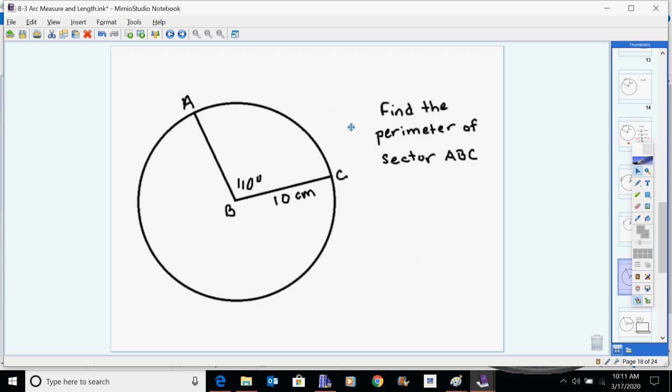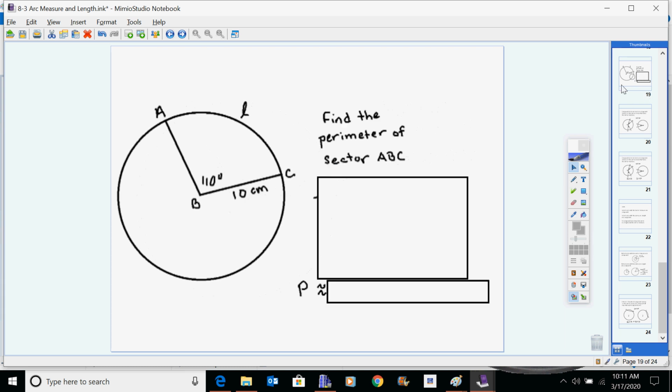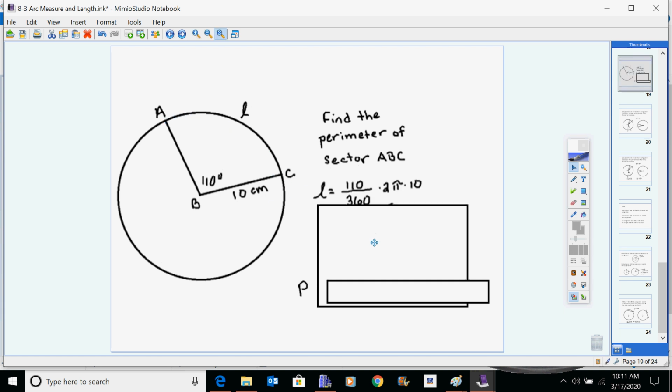Another type of question that you could be asked would be to find a perimeter. I know this is a little odd, but we're going to find the perimeter of the sector. Remember, a sector is this whole piece right in here. In order to find the perimeter of the sector, we need to find the whole distance all the way around, so we need to do it in little chunks. If we're finding the perimeter of this sector, the first thing we need to do is find this length. We're going to use that same formula, 110 over 360 times 2 pi.